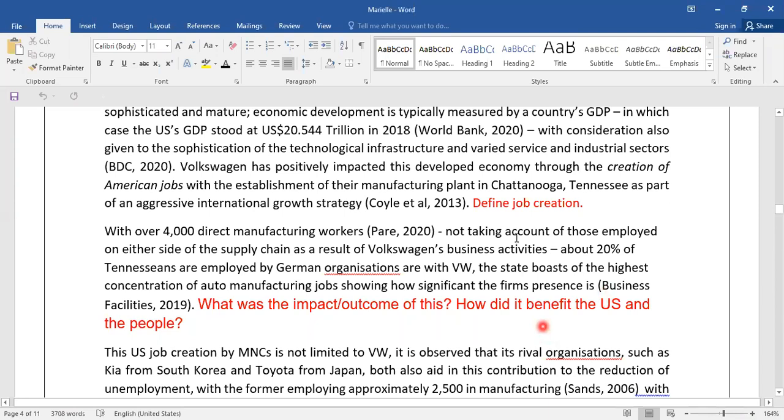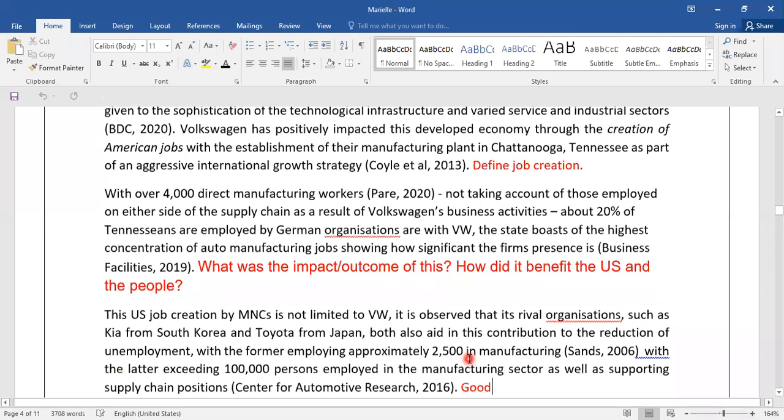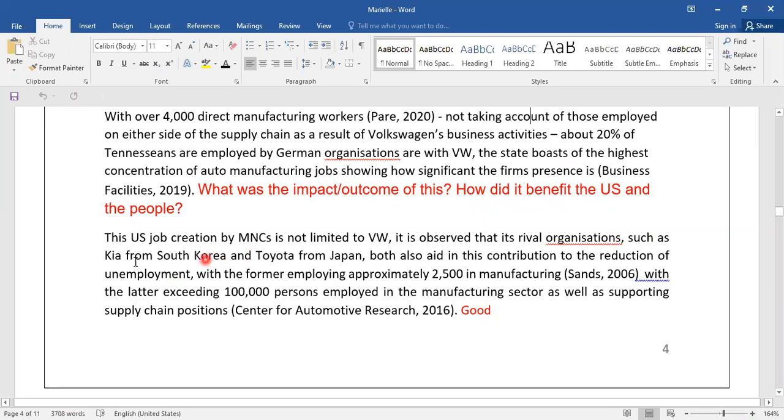Let's continue again. U.S. job creation is not only limited to Volkswagen. Its rivals, many other rival companies from South Korea, such as Kia, from Japan, such as Toyota, have already contributed to a reduction in unemployment. This is a really good point, because another mistake that students are making is they're not having comparisons with rival companies who did something similar. So yes, Mariel has a case study on Volkswagen, but she's comparing it with others in the sector, Kia, Toyota, who have also created jobs in Tennessee, in the amount of 2,500, later exceeding 100,000 persons in this sector. So this was really good material.